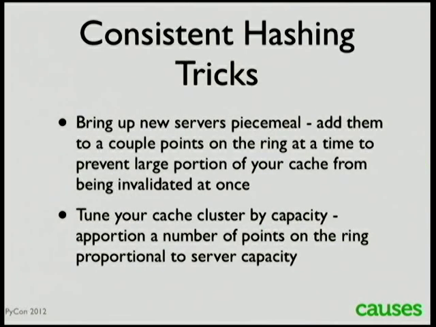And there are some neat tricks you can do with this. When you're bringing up a new server, you can do this in a piecemeal way where you insert just a couple points at a time, so it takes on a real small part of the cache space. And then as you scale up the number of points that the server has, it will slowly eat more of this cache space. So the number of misses that you're going to have at any point is proportional to the number of points you've added on the ring.